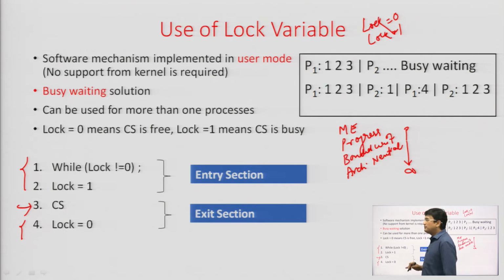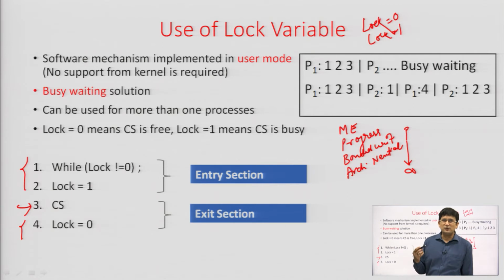Lock equals to 0 means critical section is not occupied. Lock equals to 1 means critical section is occupied. Here the meaning of the lock as 1 means the critical section is occupied, and lock equals to 0 means nobody is using the critical section, it is free. Fine. Now, this solution that we are designing is a busy waiting solution.